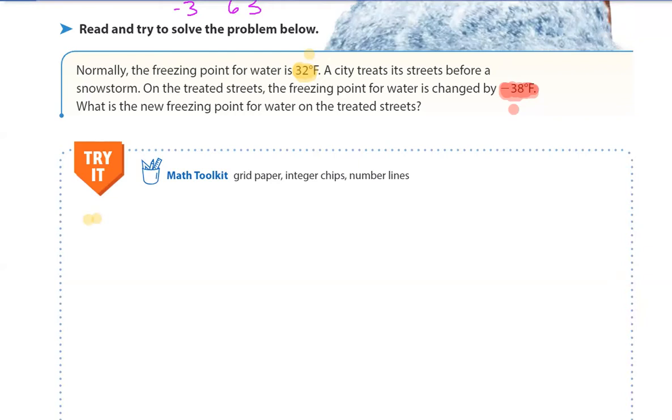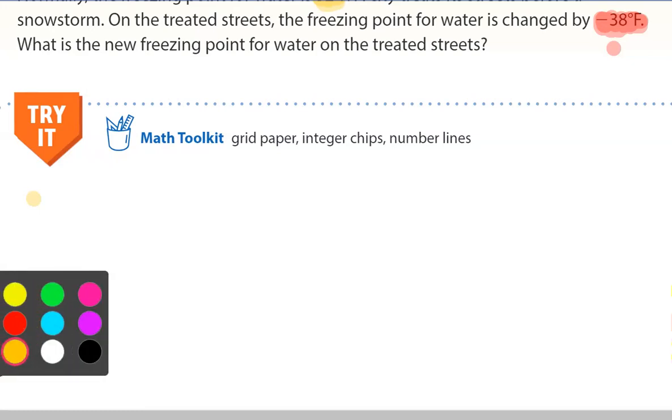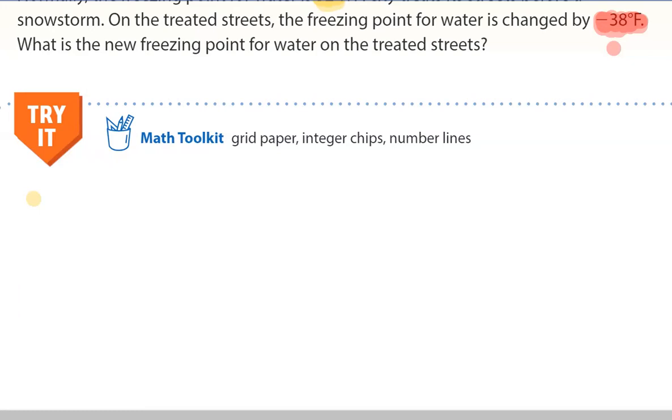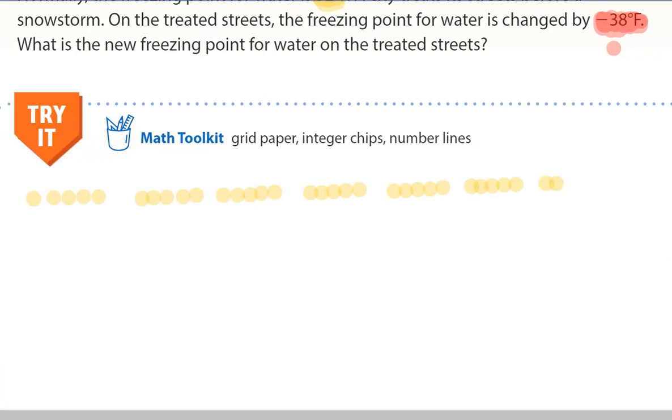Maybe I should zoom in a little bit. That'll help me keep it tidy. Okay. So we need 32 positives, because that's where we're starting, 32 degrees. 1, 2, 3, 4, 5, 6, 7, 8, 9, 10, 11, 12, 13, 14, 15, 16, 17, 18, 19, 20, 21, 22, 23, 24, 25, 26, 27, 28, 29, 30, 31, 32. Okay. That's kind of a pain. This is not super efficient.